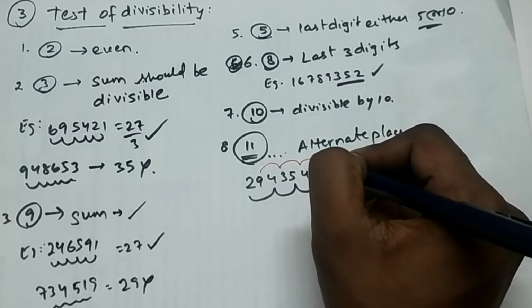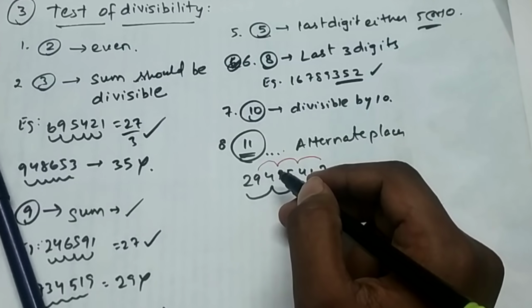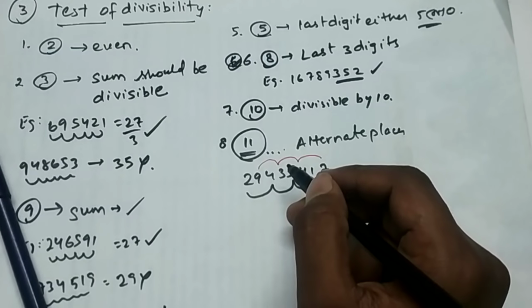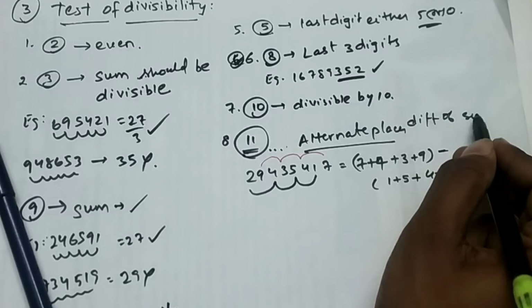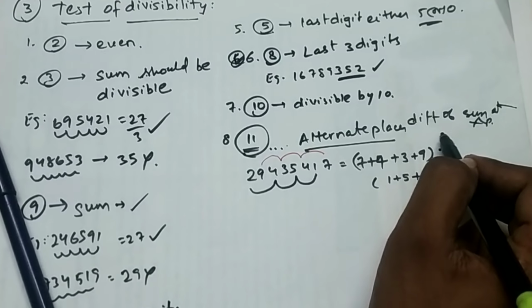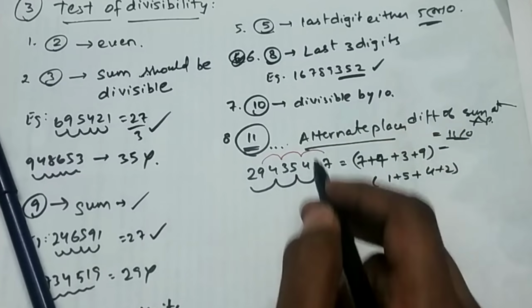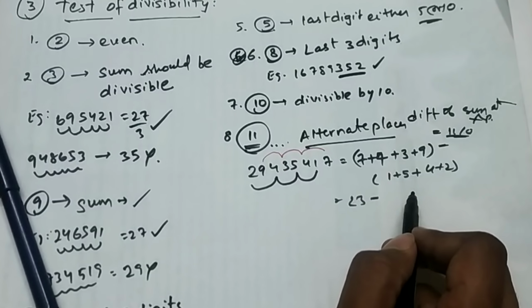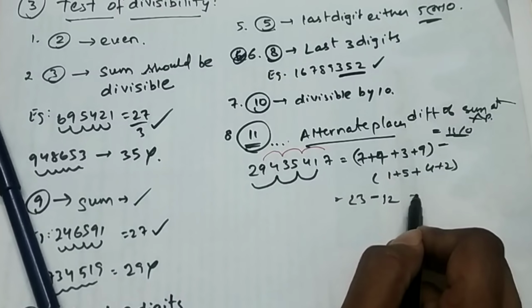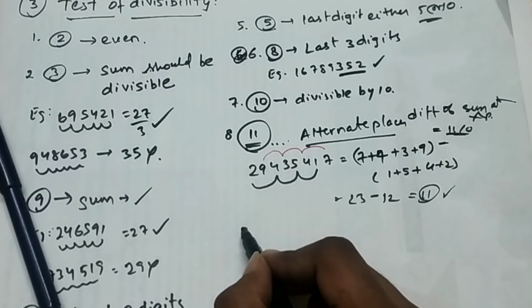Let us take an example. Here I took the black alternate digits and the red alternate digits, so we will see the difference between them. So 7 plus 4 plus 3 plus 9 minus 1 plus 5 plus 4 plus 2. The difference is 23 minus 12, which equals 11. So it is divisible by 11.